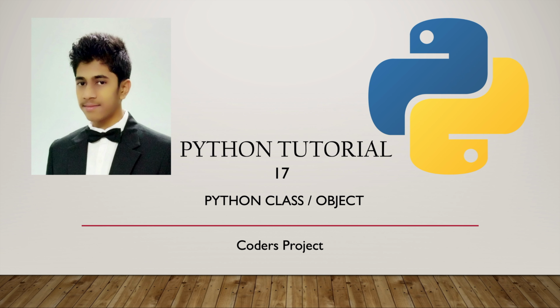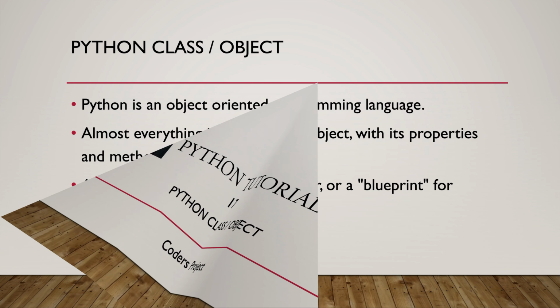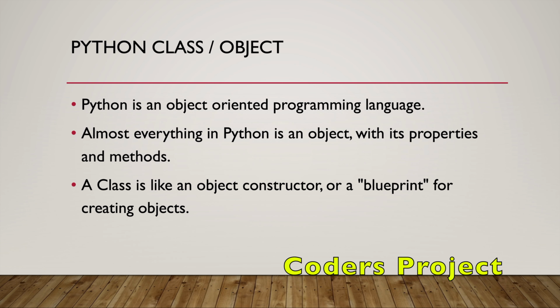Welcome to Coders Project. So in this video, we're going to be discussing Python classes and objects. Python is an object-oriented programming language. Almost everything in Python is an object with its properties and methods. A class is like an object constructor or a blueprint for creating objects.